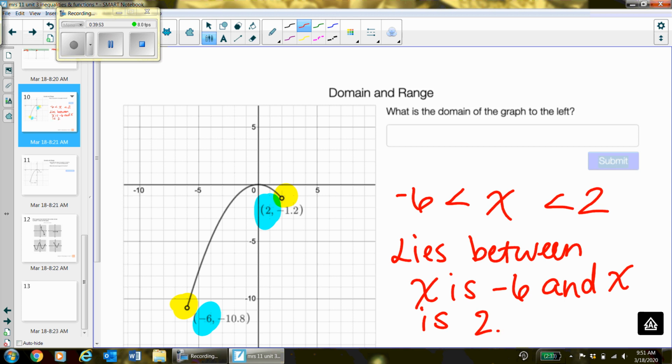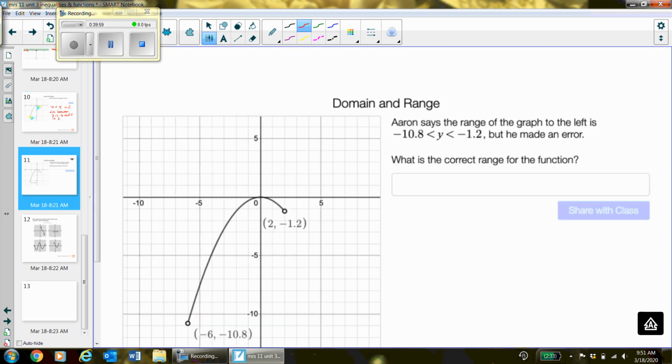I want you to try the next 2 questions on your own. Those are your practice questions. This is how they look. This one here, you can write on your own. Remember, if you're writing range, that y should be in the center. And you're writing the range based on this graph.